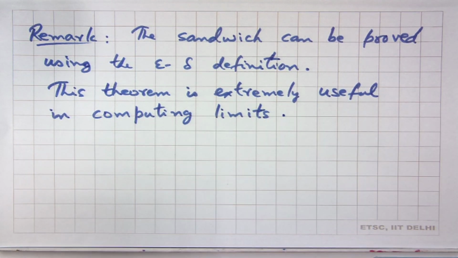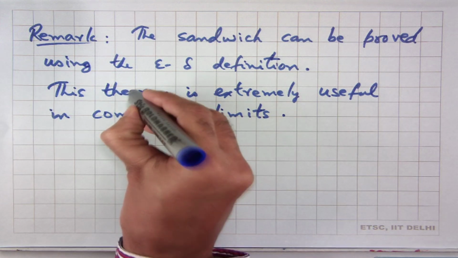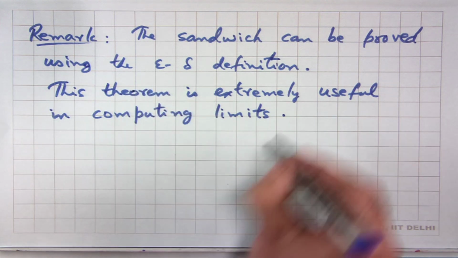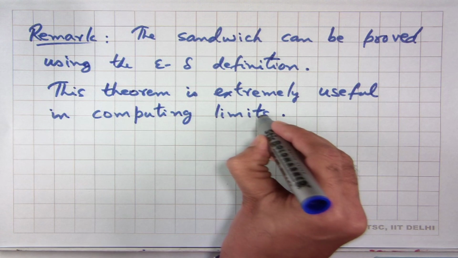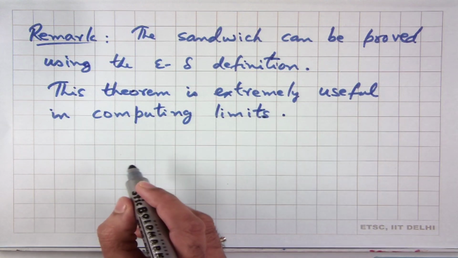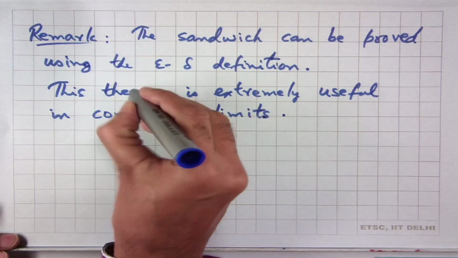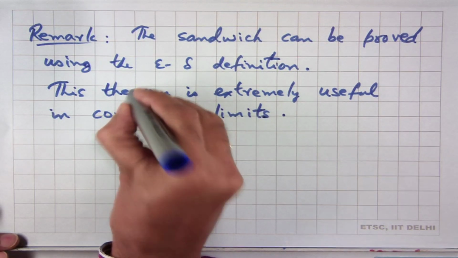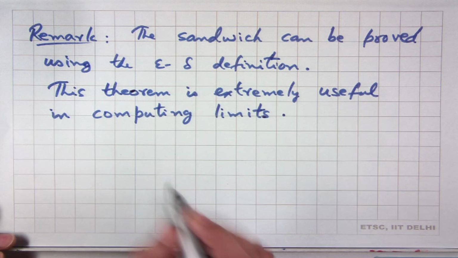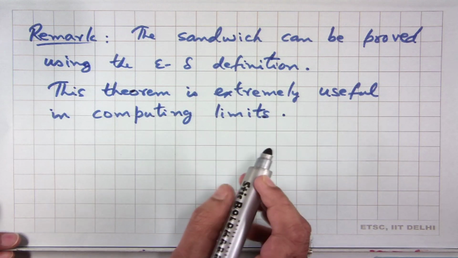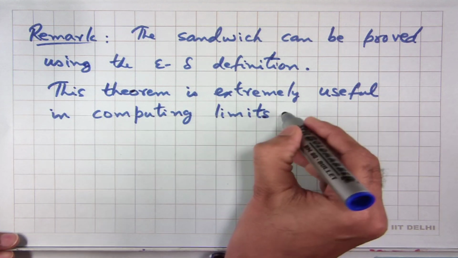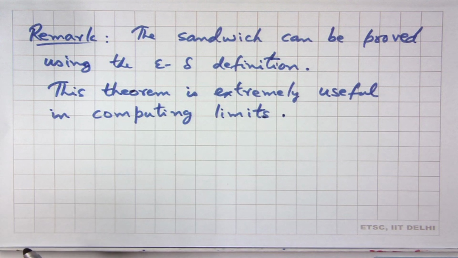So, many times what happens is that the function whose limit you want to calculate might be complicated, but if you can find a smaller function and a bigger function and you can easily calculate their limits, and if the limits are same, then this function also has the same limit. So, we will see an important limit using this theorem.